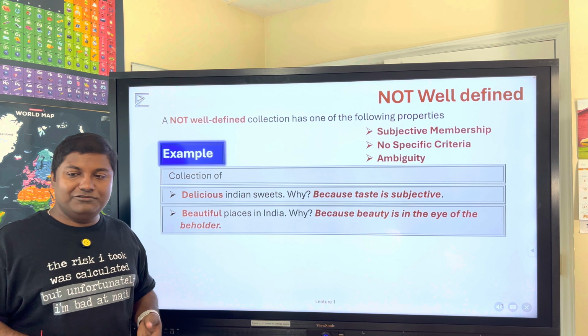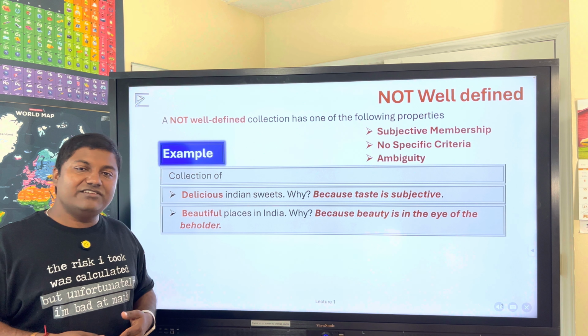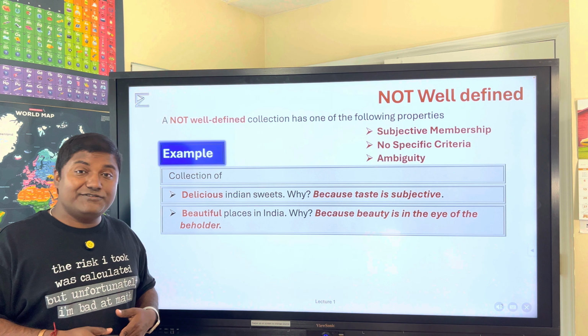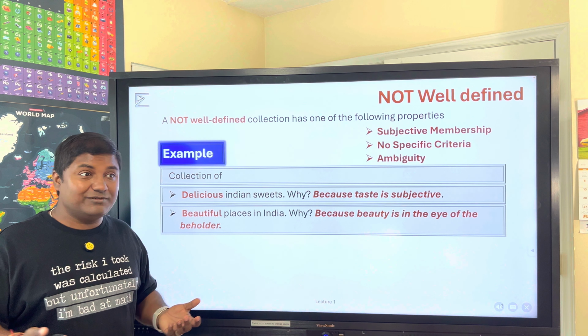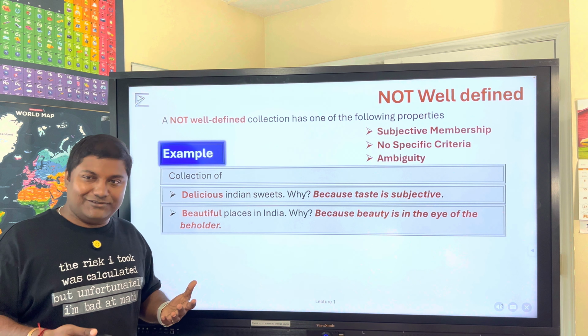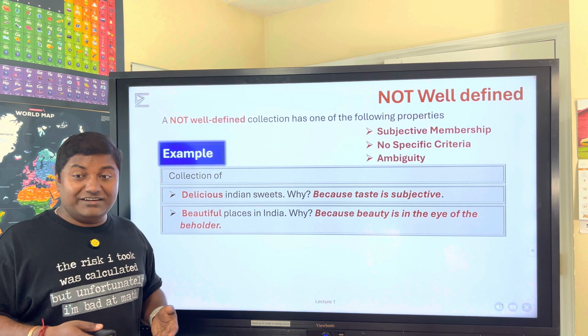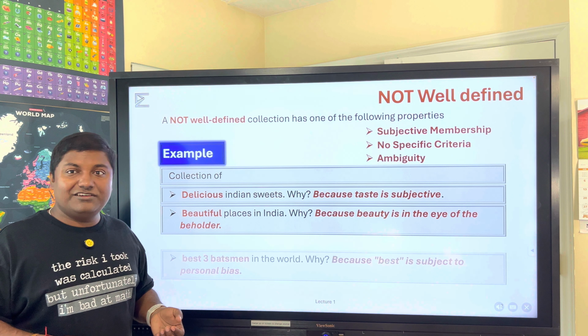Next question, if I ask you to create a collection of beautiful places in India, again, different people like different things. Some people like nature, some people like city vibes. So different people will come up with a different list. So these are not well-defined collections.